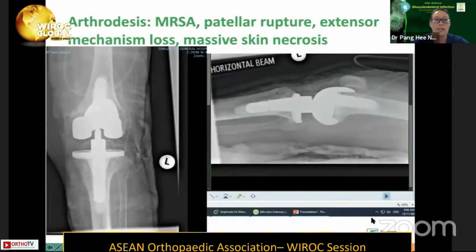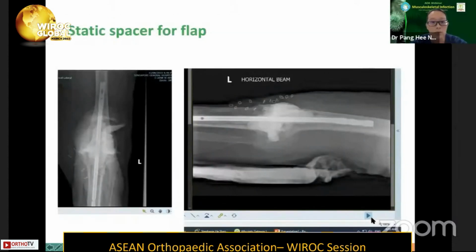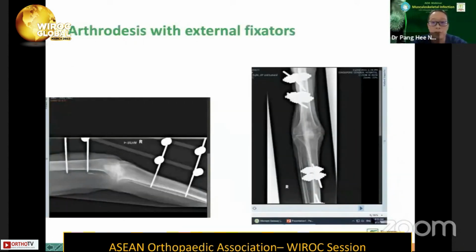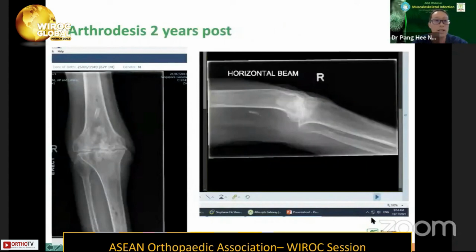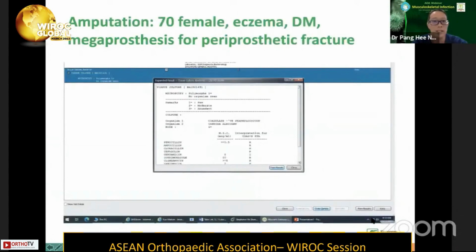Okay. Right. So these are the patients requiring arthrodesis: MRSA PJI, patellar rupture, extensor mechanism loss, and massive skin necrosis. Right. So you need to remove the implants. I use a nail to arthrodese the knee first for the flap to take. And once the flap has taken, infection is cleared, you can proceed with arthrodesis. It can be done using an X-fix, with plates, or you can use an intramedullary nail. So this is a 2-year post-op arthrodesis.